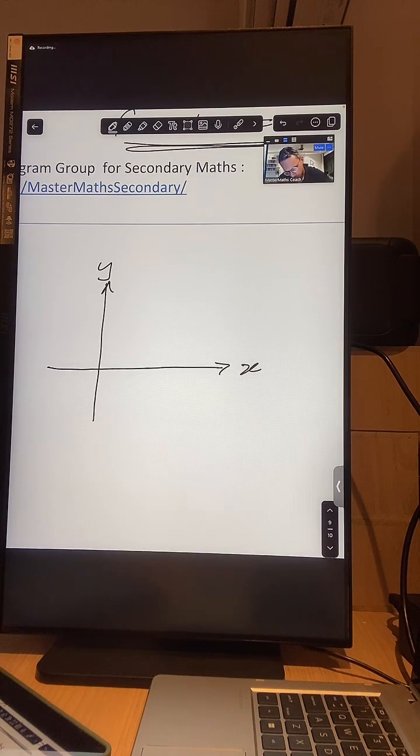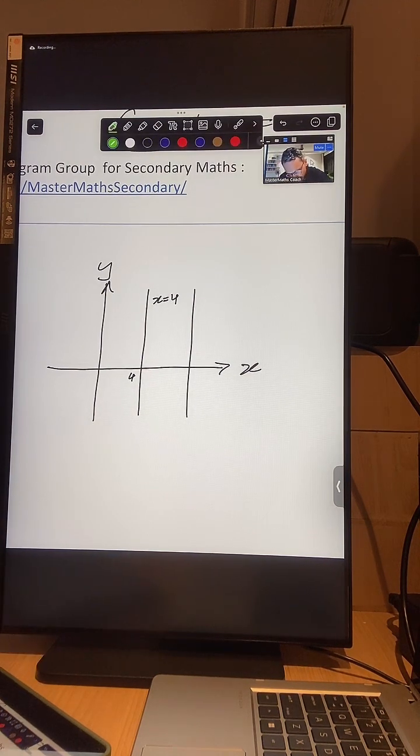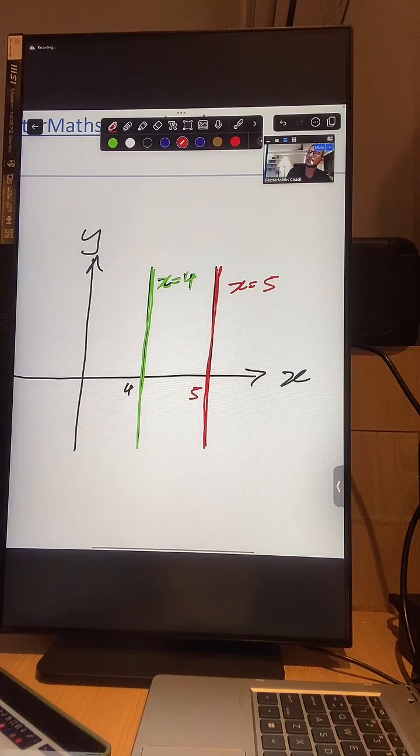So this is going to be x equals 4. Okay, and this is going to be, maybe I use a different color. I'll use the same color, very boring. Sorry, today I take a bit more time just to finish this. Then this is x equals 4. This is x equals 5. Okay, so the green line is x equals 4, the red line is x equals 5.